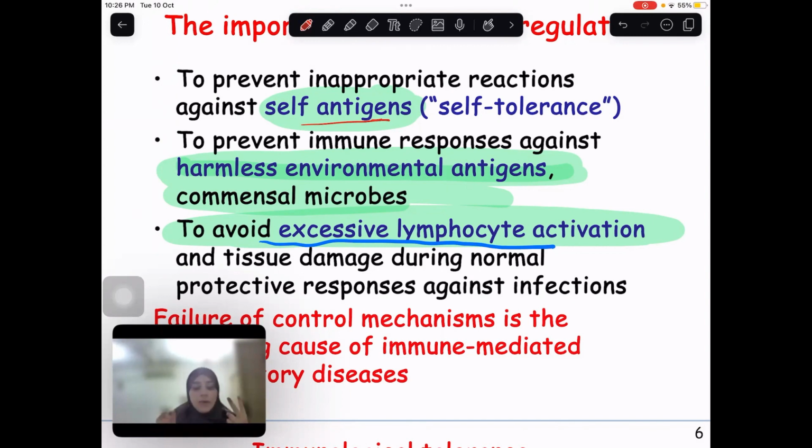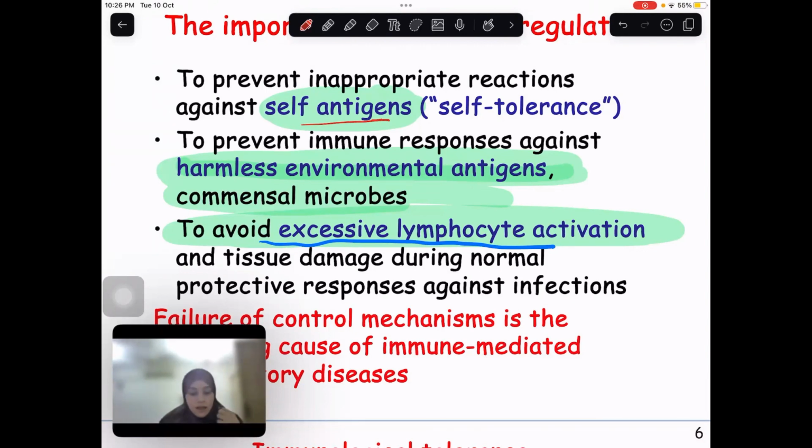Secondly, my immune cells need to be tolerant towards harmless environmental antigens, which are the commensal microbes. These are the normal flora found in the GIT. They're very helpful. I don't want my immune cells to attack them and get rid of them, okay?